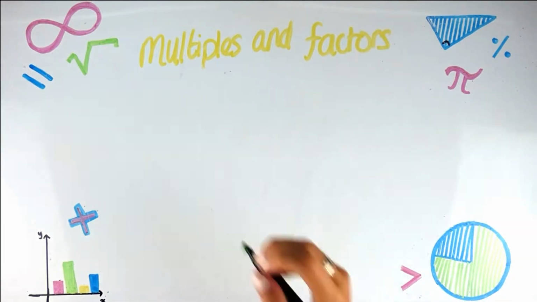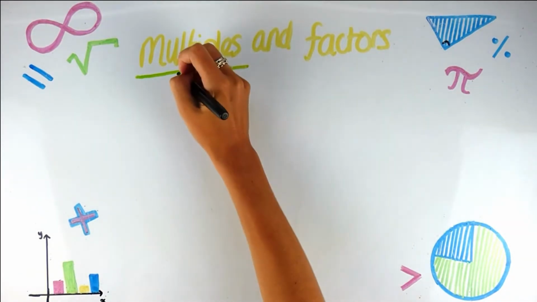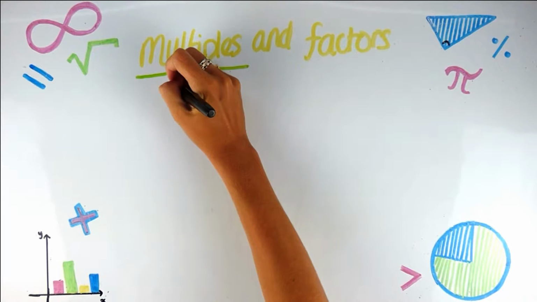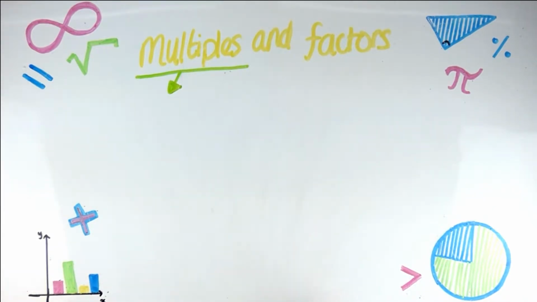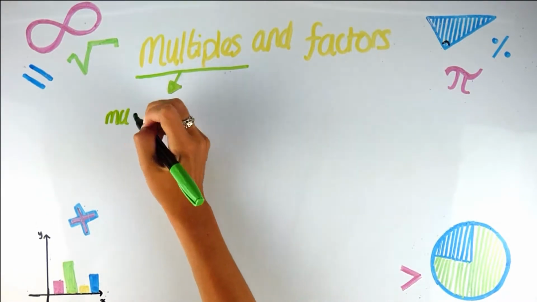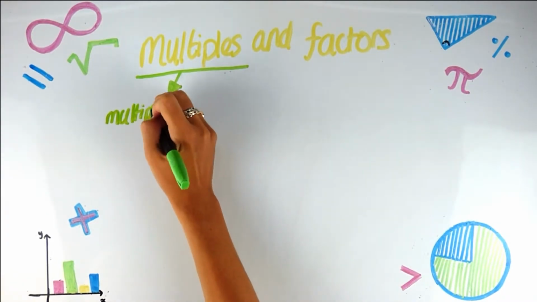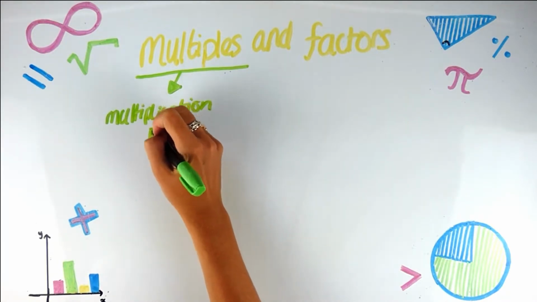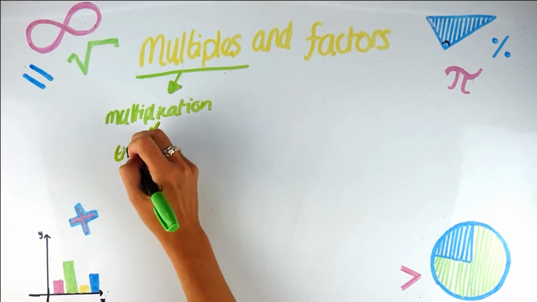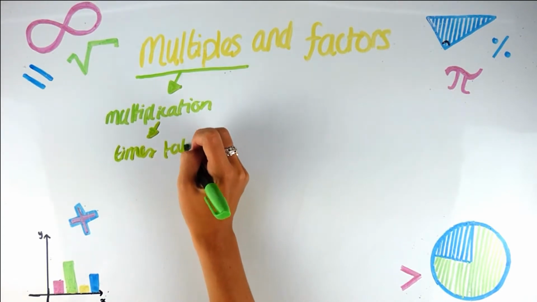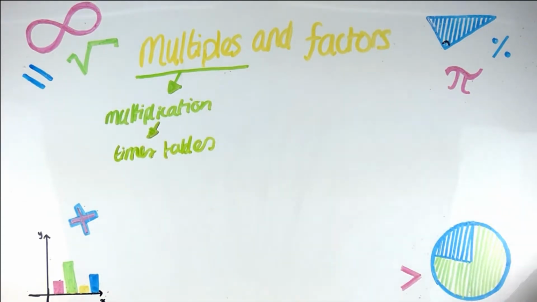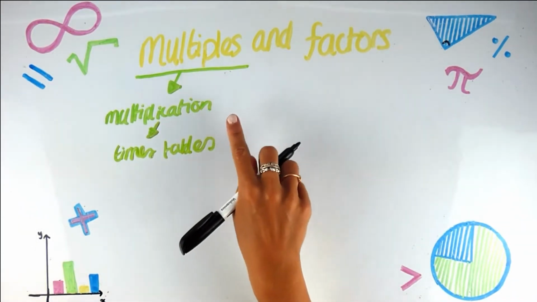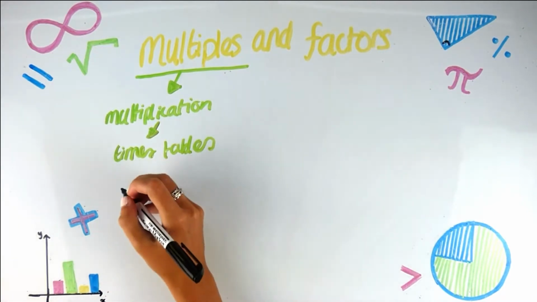Let's look first at multiples. Now if I think multiple, you think multiplication. So the easy way to remember this is you think multiple, multiplication, and then your brain immediately goes times tables. Okay, so multiples, multiplication, kind of think times tables, multiply.